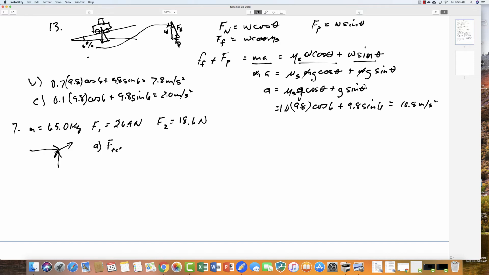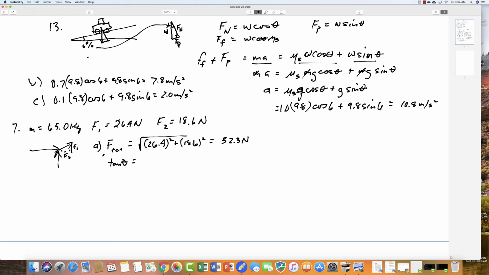This magnitude is going to equal the square root of the sum of the squares of these two forces, because you end up with a triangle that looks something like this, where one side is F1 and one side is F2, and this is the hypotenuse. And if you do the calculation here, you get 32.3 newtons.